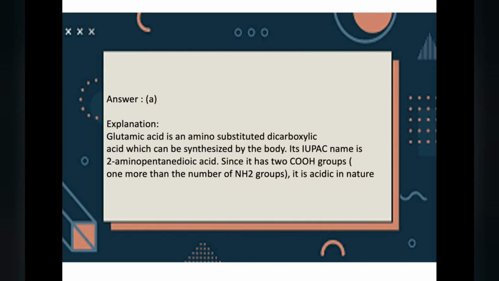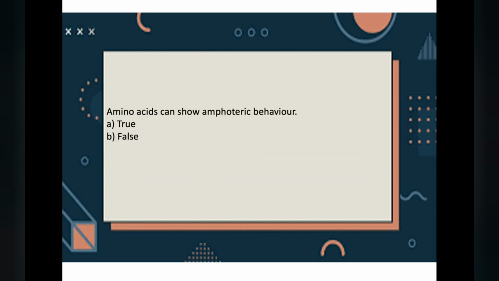It is actually an amino substituted dicarboxylic acid, which is made by the body, and the IUPAC name is 2-aminopentanedioic acid. It has two carboxyl groups, which is one more than the number of NH2 groups. So naturally it would be acidic in nature due to the presence of two COOH groups.